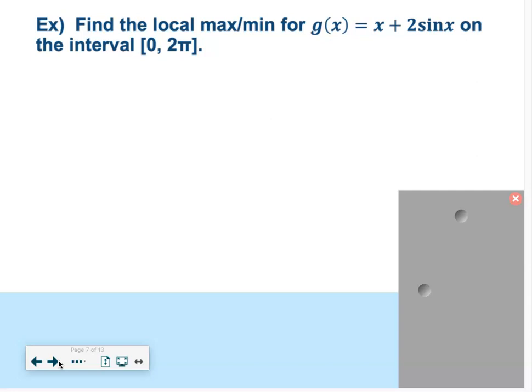I didn't ask you the intervals of increasing and decreasing. I just asked you for the local max and min. So a little less writing of your answers, but apart from that, the procedure is exactly the same. So I want you in your groups, take a couple minutes, find the derivative, and then find the critical numbers. Be aware of the interval. You're only finding critical numbers between 0 and 2 pi, right? And then see what happens.